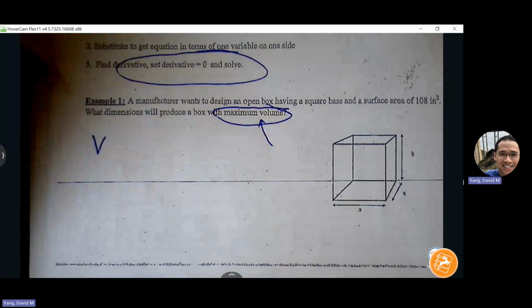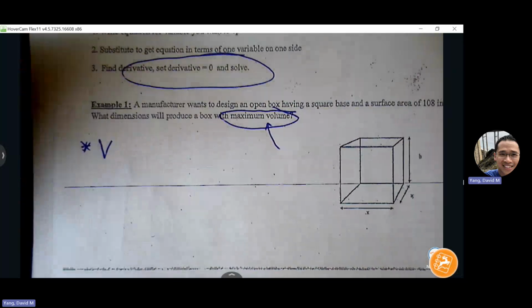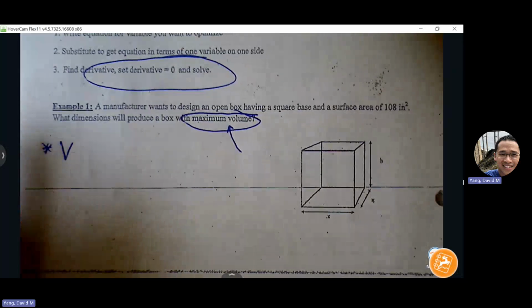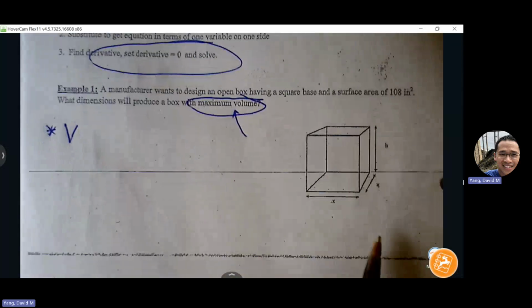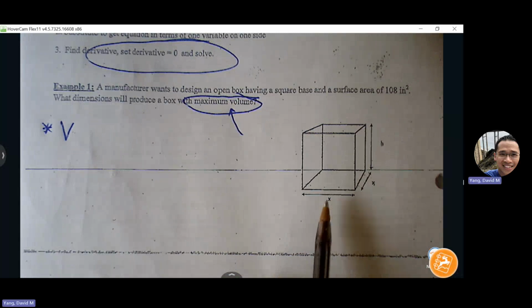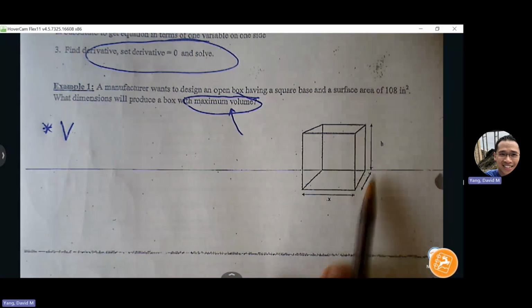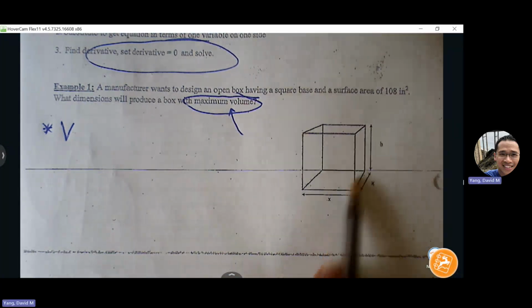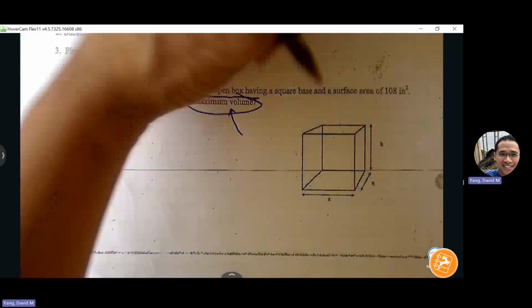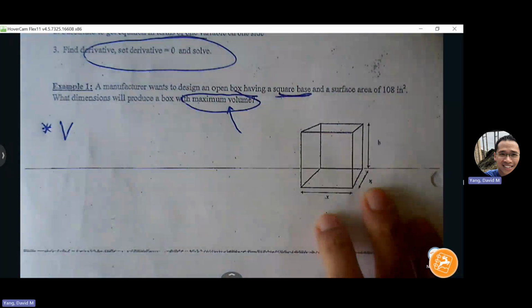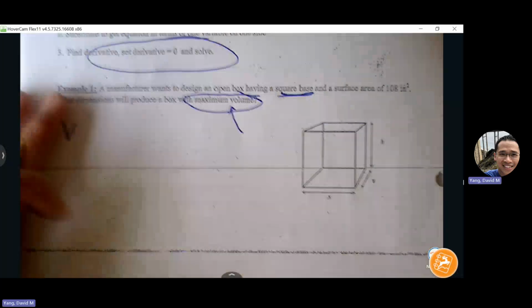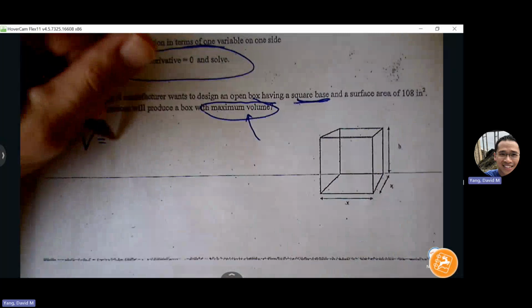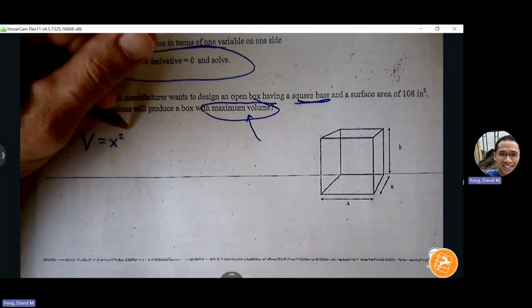So we're going to create our volume equation, put a star next to it, because this is the equation that we're going to be finding the derivative for. Now volume. How do we find the volume? Yeah, so here x and h. They tell us that we have a square base, so we know that they have to share the same variable, but we don't know what the height is. So the height can just be a different variable. The volume is equal to x squared times h.